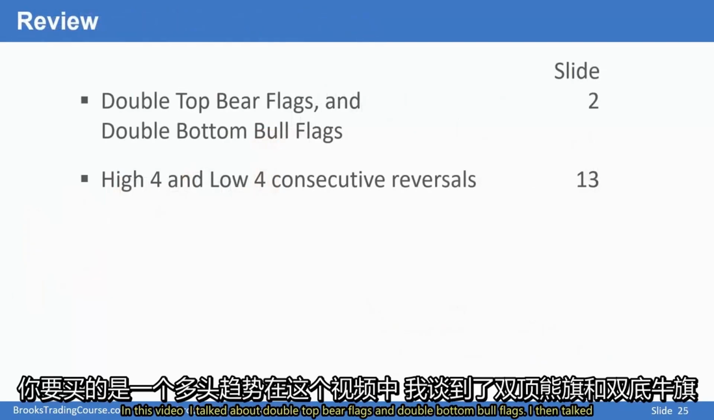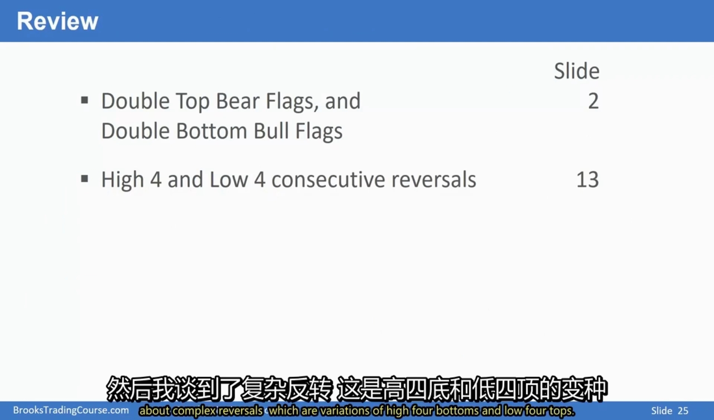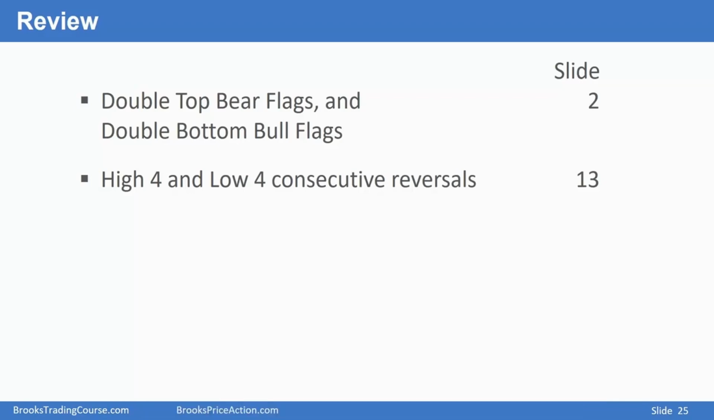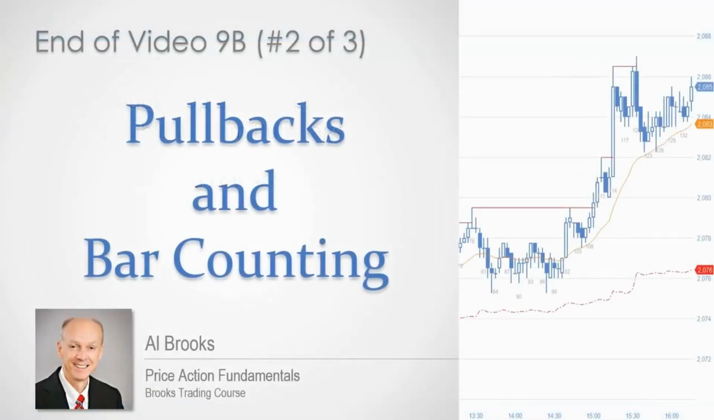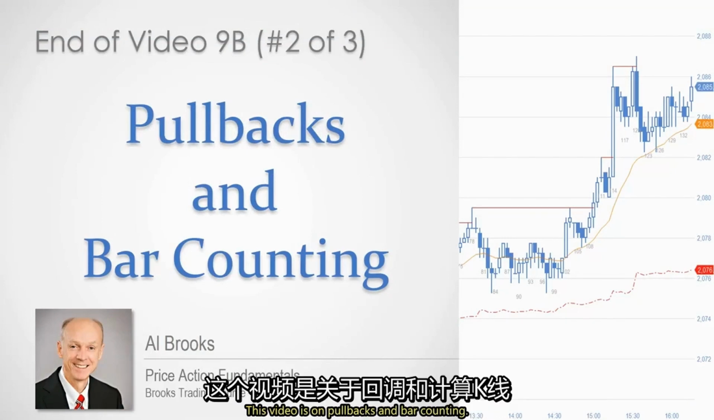You're looking to buy. In this video, I talked about double top bear flags and double bottom bull flags. I then talked about complex reversals, which are variations of high 4 bottoms and low 4 tops. This is Al Brooks. Thank you for watching the Brooks Trading course. This video is on pullbacks and bar counting.